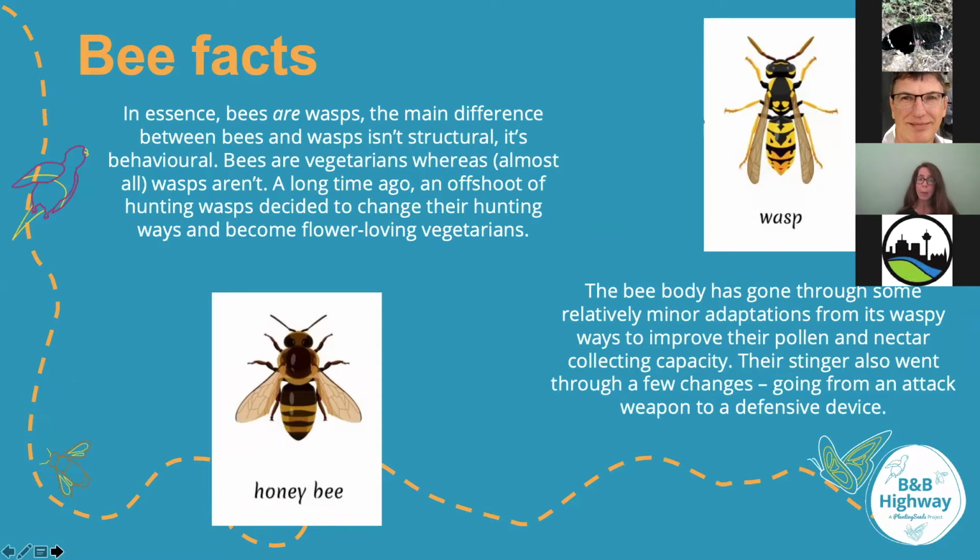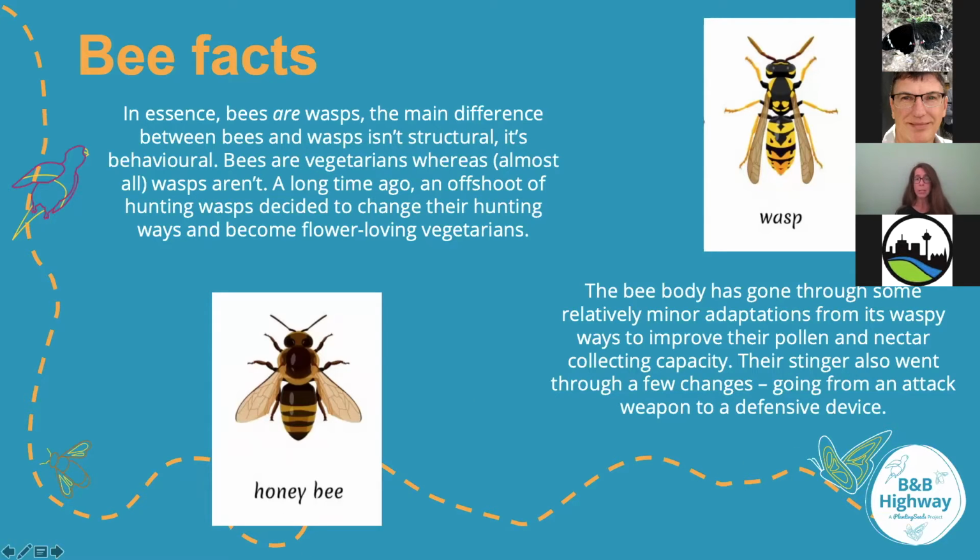Some facts that I thought I would share with you today are to help us understand how bees came about. They actually are wasps. They evolved together with wasps. But now when we look at the differences between them, it's mostly in their behavior. Bees have become vegetarians, whereas the wasps aren't. Also, a long time ago, the bees decided to focus more on flowers, visiting them and gathering their pollen and their food from them. So again, different to wasps, although wasps are also recognized as pollinators.